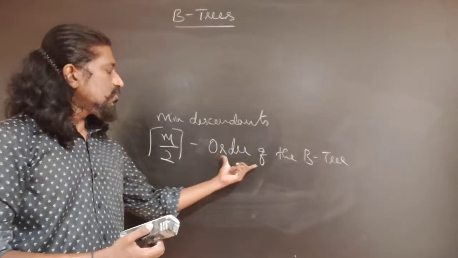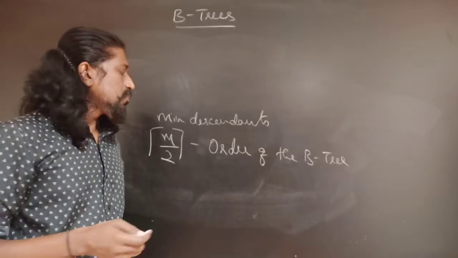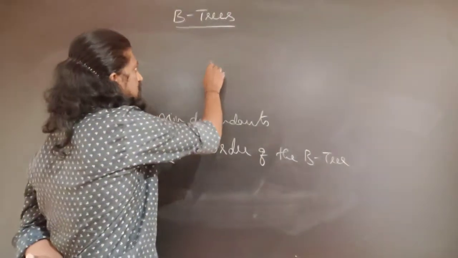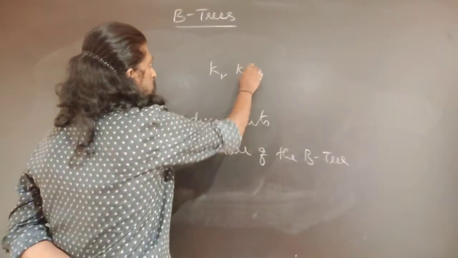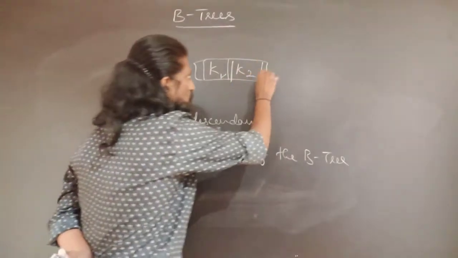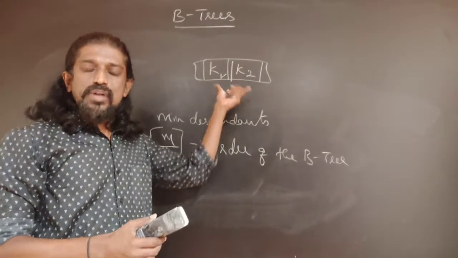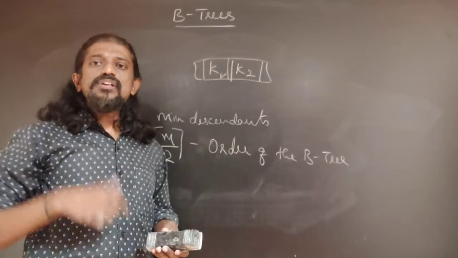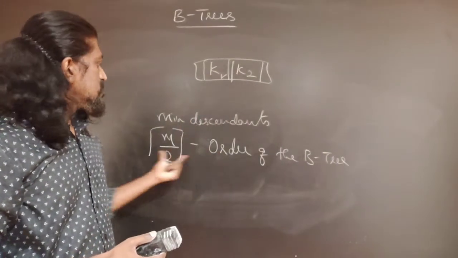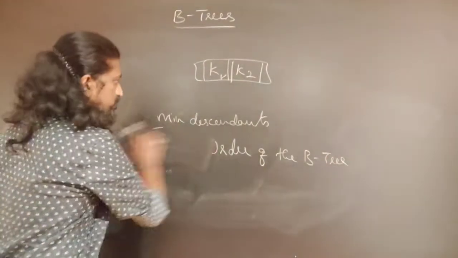This is the reason why we consider a maximum of m descendants. A node which has, say, 2 keys in our B tree has only 2 descendants, but it can also have 3 descendants. So there will be confusion as to whether a node with m keys should have a maximum of m descendants or m plus 1 descendants. Therefore we will consider that it will consist of m descendants, and the minimum number of descendants, m by 2, is the order of the B tree.